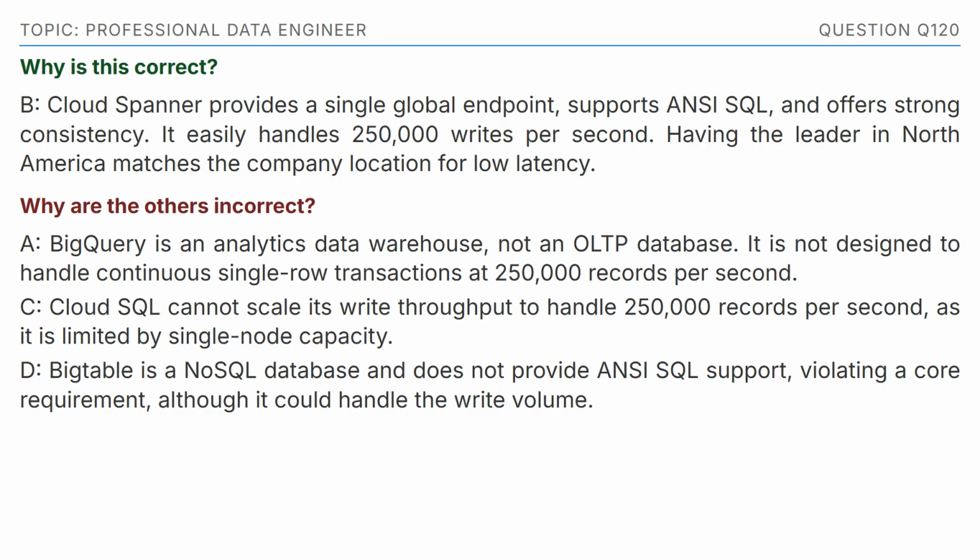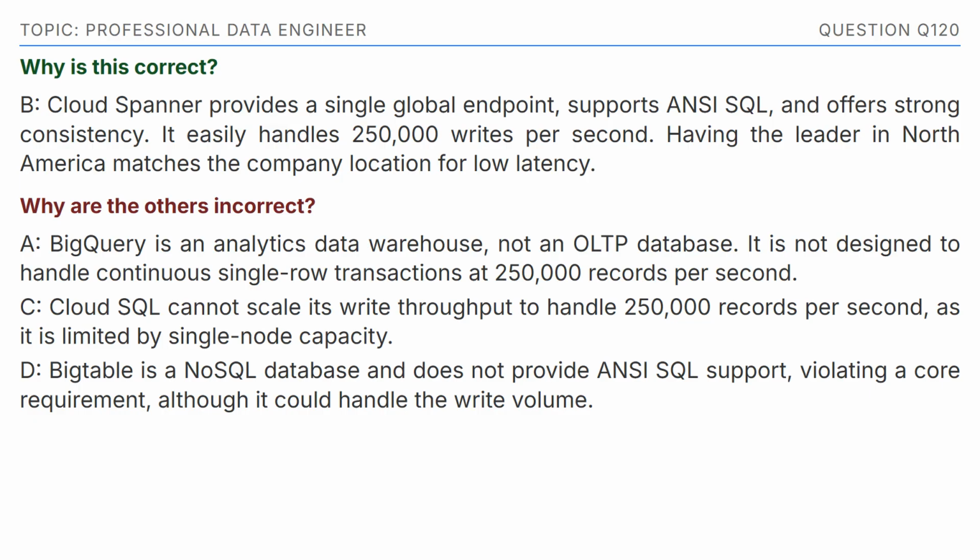B. Cloud Spanner provides a single global endpoint, supports ANSI SQL, and offers strong consistency. It easily handles 250,000 writes per second. Having the leader in North America matches the company location for low latency. Why are the others incorrect?